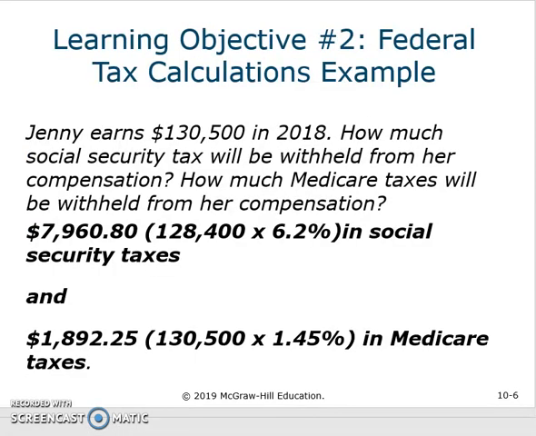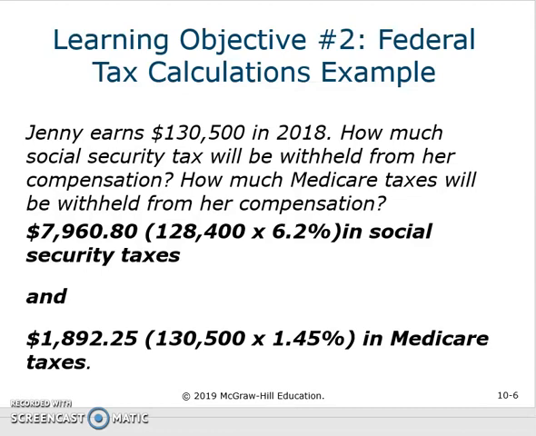So let's take a look at a quick example. We have Jenny, who earns $130,500 in 2018. How much Social Security tax will be withheld from her compensation? Well, her $130,500 is over the Social Security cap of $128,400. So her Social Security tax is going to be based on the limit of $128,400 times 6.2%. That gives us $7,960.80 that will be withheld throughout the year for Social Security.